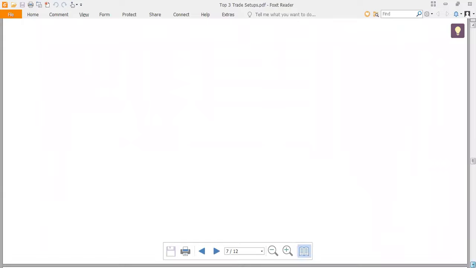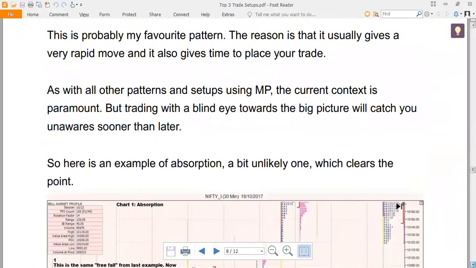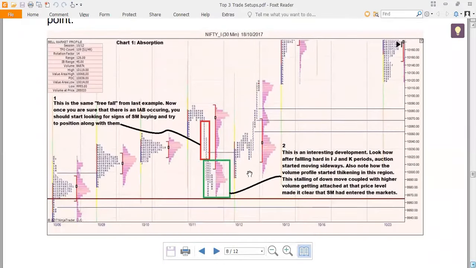Okay, so the next setup is absorption. This is probably my favorite one because I keep using it all the time as and when it happens. So this is the same development. This is the free fall, and then the price is thickening.